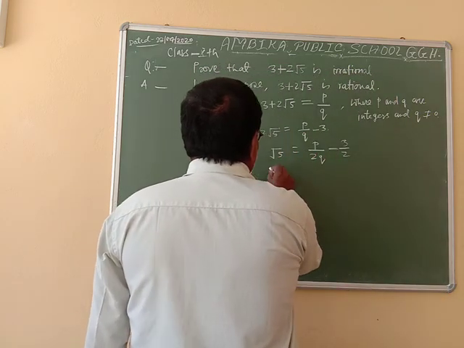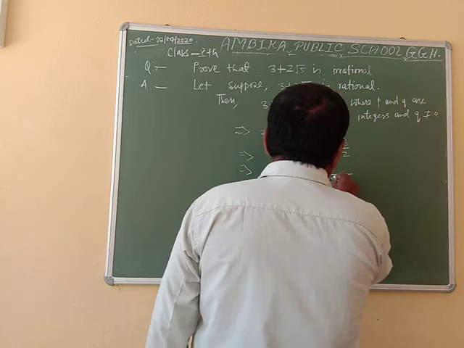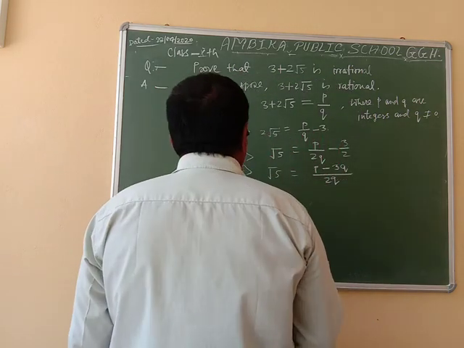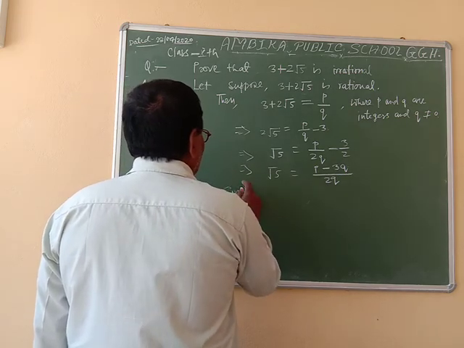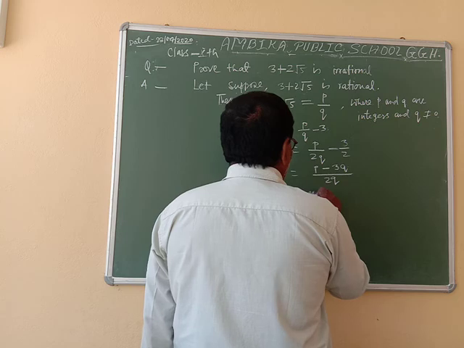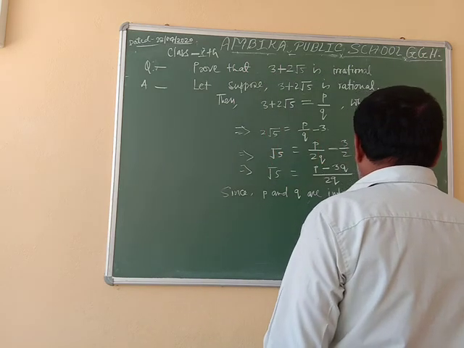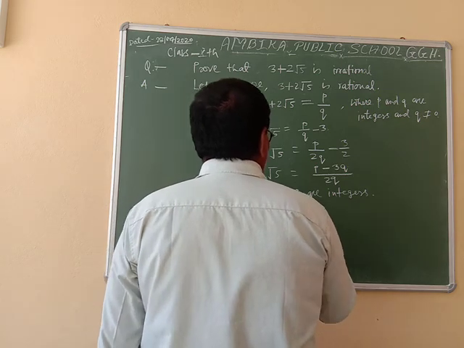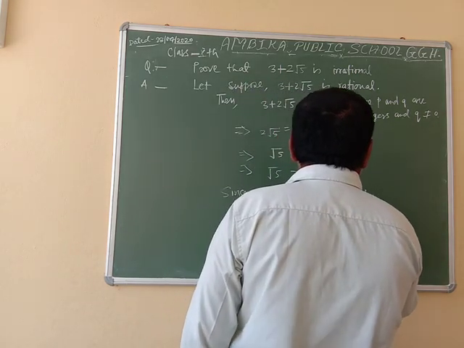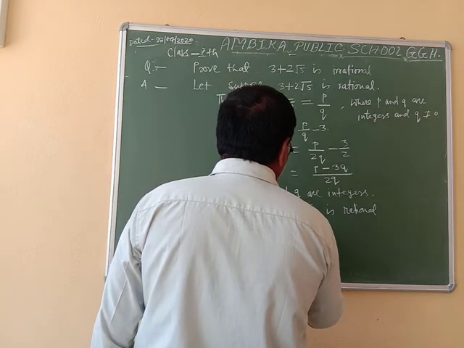Root 5 is equal to p minus 3q by 2q. Since p and q are integers, p minus 3q by 2q is rational. So root 5 is rational.